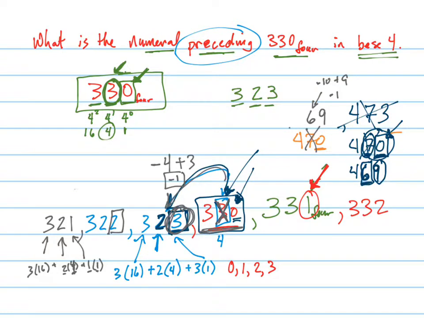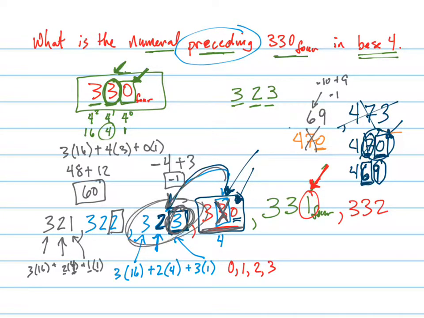The number was originally this number. Doesn't even really matter what it was. What did we say it was before? It's 3 16s plus 4 3s plus 0 1s. That number was 48 plus 12. That number was 60. And now this number is 59.